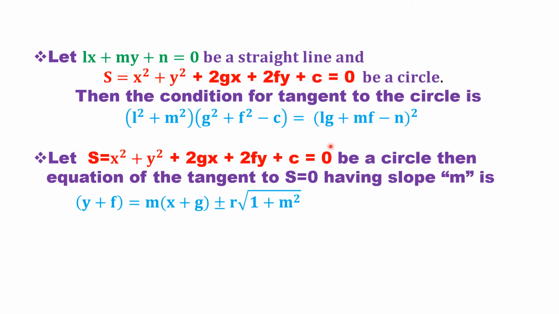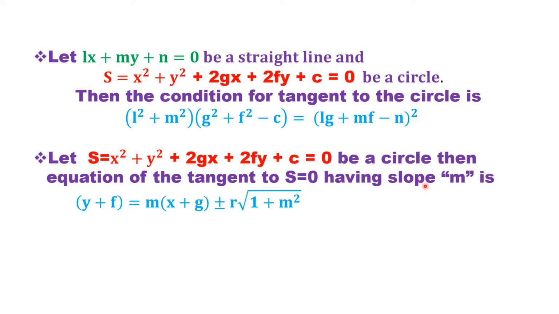And the another one is, let S equal to x square plus y square plus 2gx plus 2fy plus c equal 0 be a circle. The equation of the tangent to S equal 0 having slope m. Here we observe the given equation slope is m. Then the equation of tangent is y plus f equal to m into x plus g plus or minus r into square root 1 plus m square.